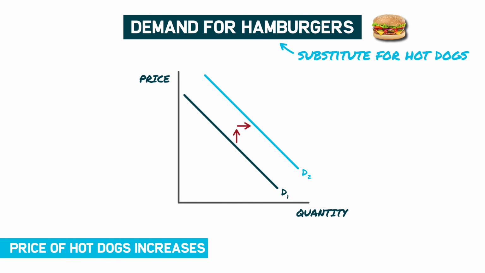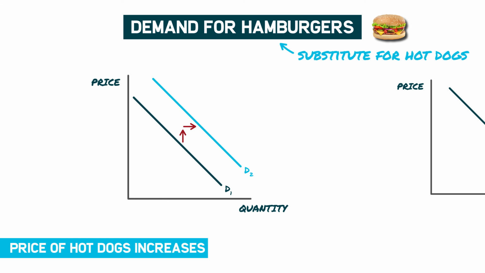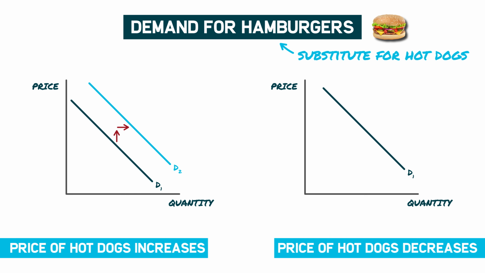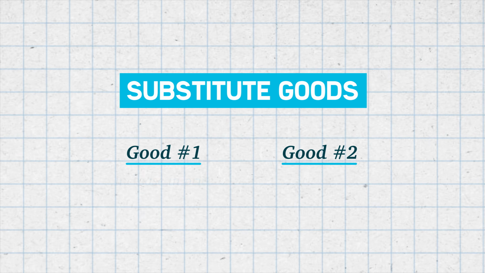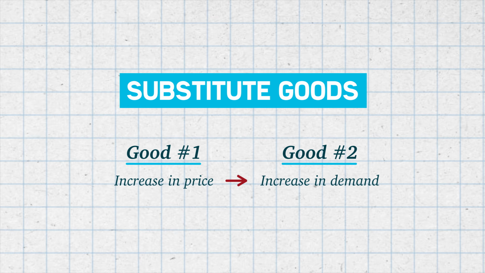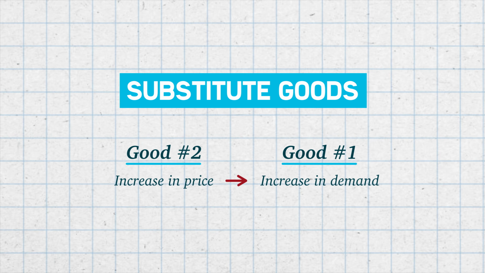Or consider the opposite occurrence. What if the price of hot dogs decreases instead of going up? What happens then to the demand for hamburgers? Well, that's just the opposite of the first scenario. Hot dogs are now cheaper, and the demand for hamburgers decreases because it now costs less to buy hot dogs instead. Technically, two goods are substitutes if an increase in the price of one good leads to an increase in demand for the other good, and vice versa.